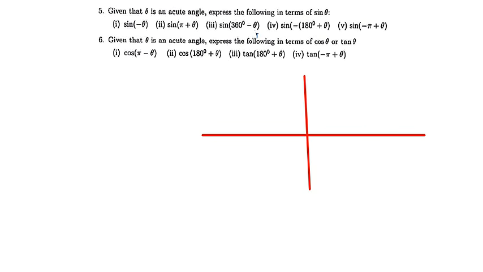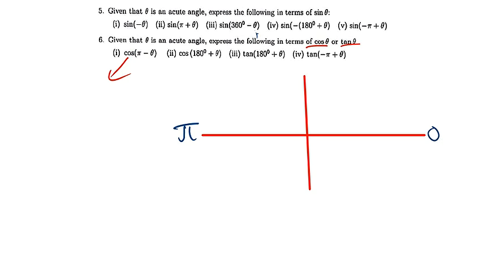So equally here we are told theta is an acute angle. We are supposed to express what we are given in terms of either cosine or tan. So for the first one, obviously that's cosine. Now you need to improve your ability of identifying the quadrants that you're dealing with.